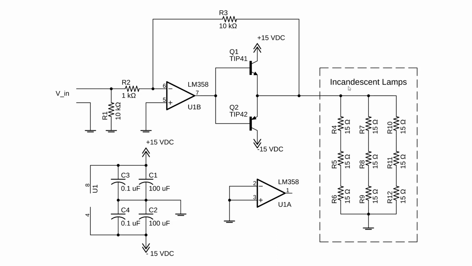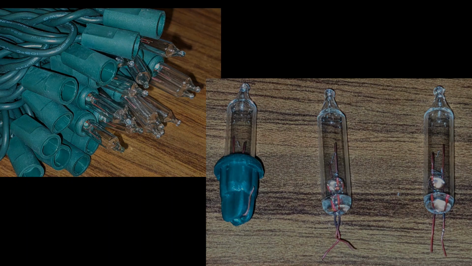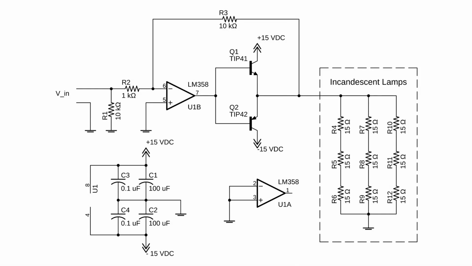We're using incandescent lamps for the load, which are 2.5 volt lamps that I pulled from a set of holiday lights. This is what they look like when you pull them out. You pull the base off and then you straighten up the wires and they drop into a breadboard very nicely. When operating at 2.5 volts, each bulb has a hot resistance of 15 ohms, and you can see this series parallel combination results in a total load of 15 ohms.